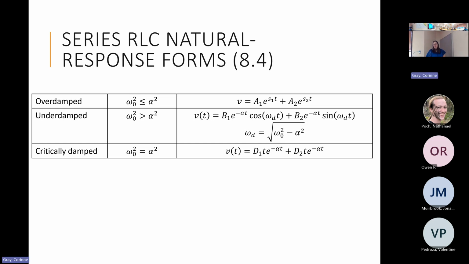So here we have the three different types of damping, and I'll roughly plot what these look like in a second. We have what's referred to as overdamped, underdamped, and critically damped. This terminology is for any sort of object that is going to oscillate. You have it for springs.